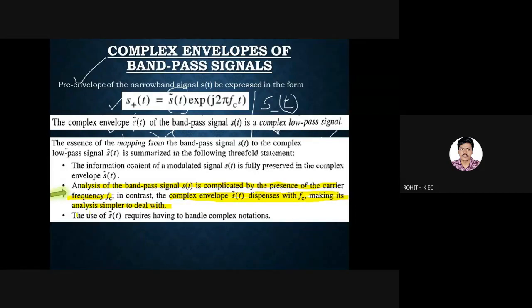However, your system should have the capability to handle complex notations. This is the catch here. If your system is not capable of handling complex notations, you can go for the conventional method, but this method is much easier to analyze your communication system in the baseband domain because it will remove your high frequency fc, thus making our analysis easier. But your system or the receiver should have the capability to handle complex notations, because when I talk about complex envelope, I'm talking about complex numbers or complex equation.